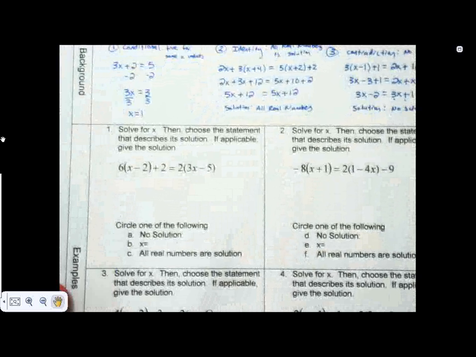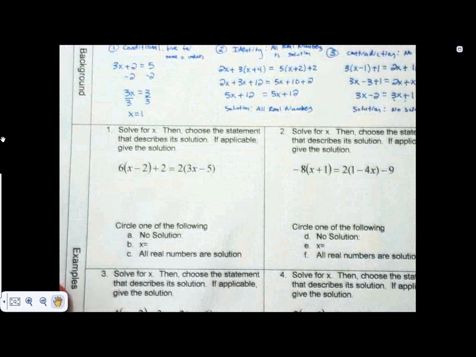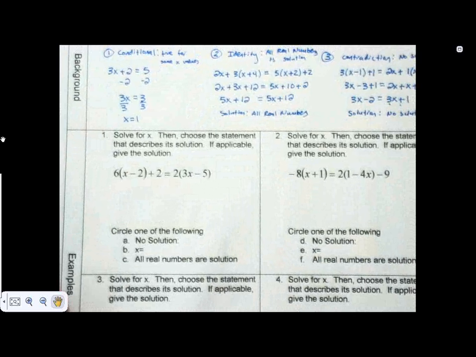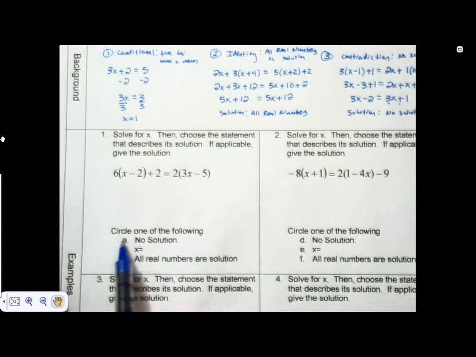Okay. I want you guys to try number 1 and figure out whether it's a conditional, an identity, or a contradiction, and then circle the appropriate answer. Pause the video and then restart when ready.